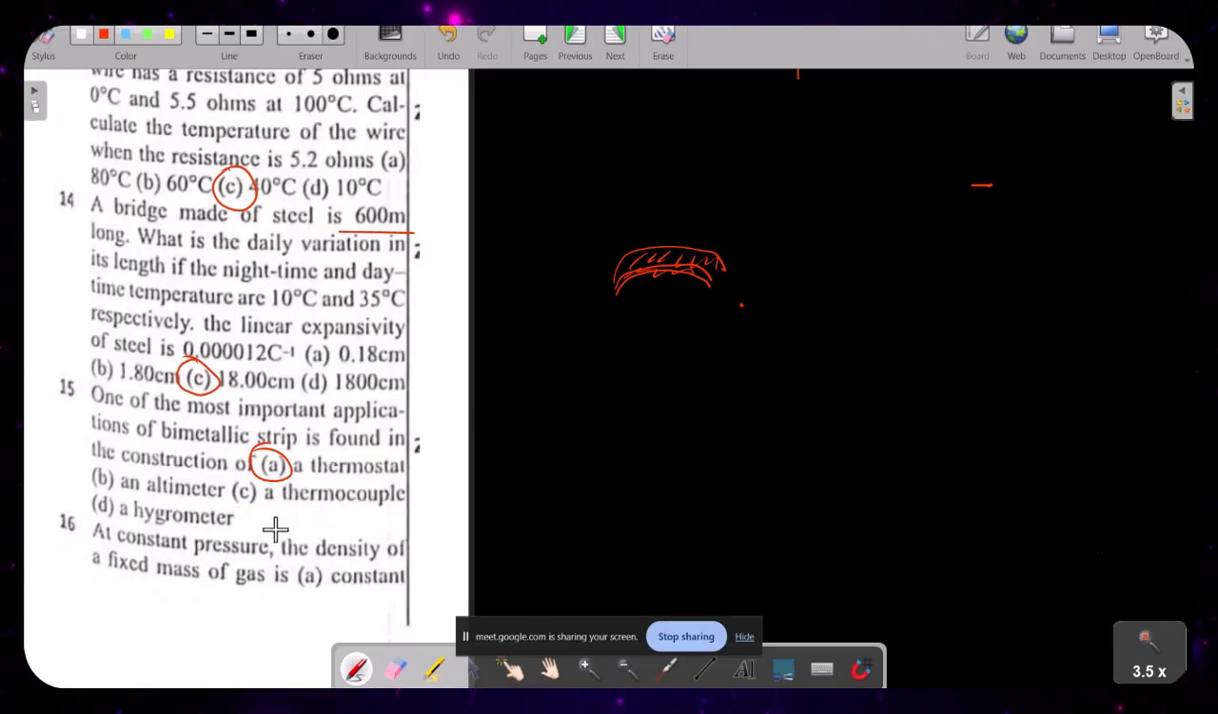So that is it. Quickly, question number 16 says that at constant pressure, the density of a fixed mass of a gas is what? Let's look at constant pressure. According to Boyle's law, pressure is inversely proportional to volume, and according to Charles' law, your volume is directly proportional to your temperature.